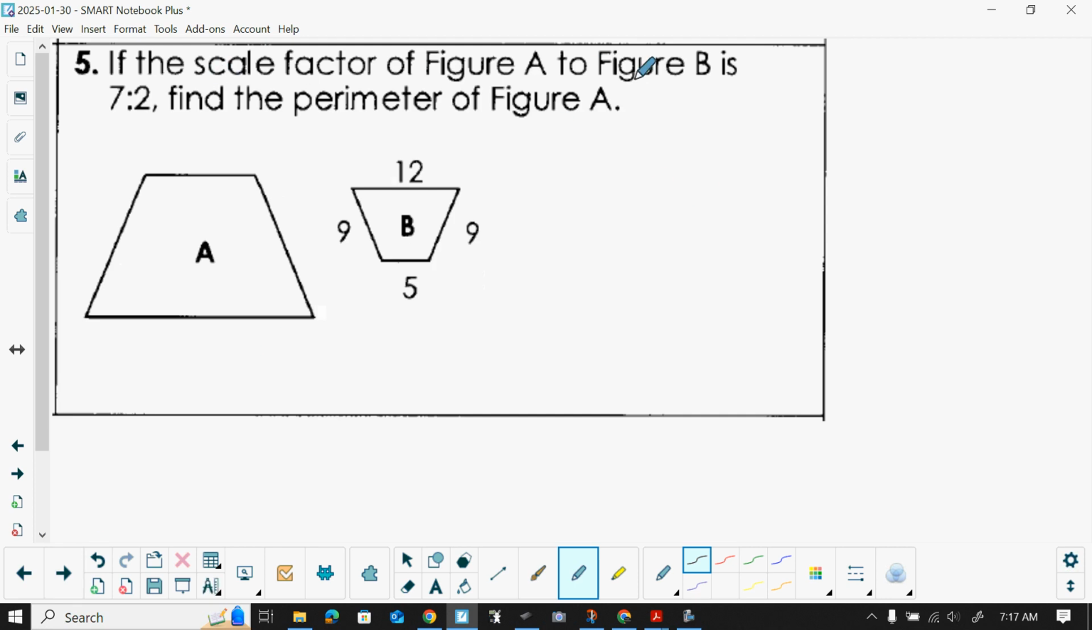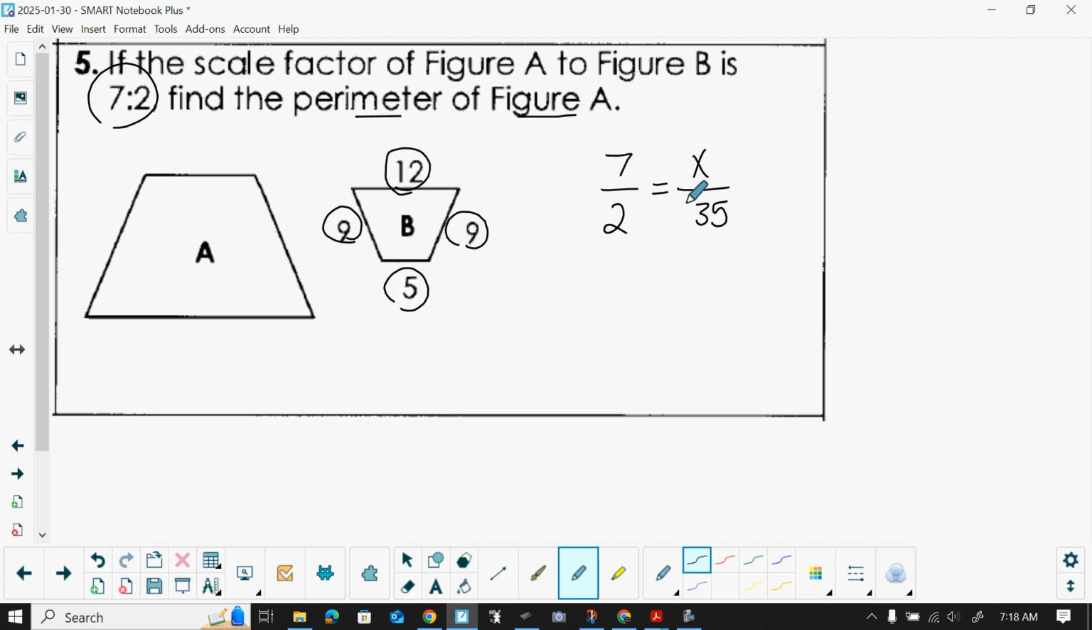This next one here, scale factor of A to B is given. So A to B is given, right? And what is it? 7 to 2. So A to B is 7 to 2. That's the scale factor. We had in our notes the other day that the perimeters match this same scale factor, which means I can go like this and I can say, okay, the perimeter of A is what we're trying to find. So perimeter of A, I don't know, put an X. Perimeter of B, I can figure out. A perimeter is just the distance around. So if I do 9 plus 9 plus 12 plus 5, it comes up to 35.